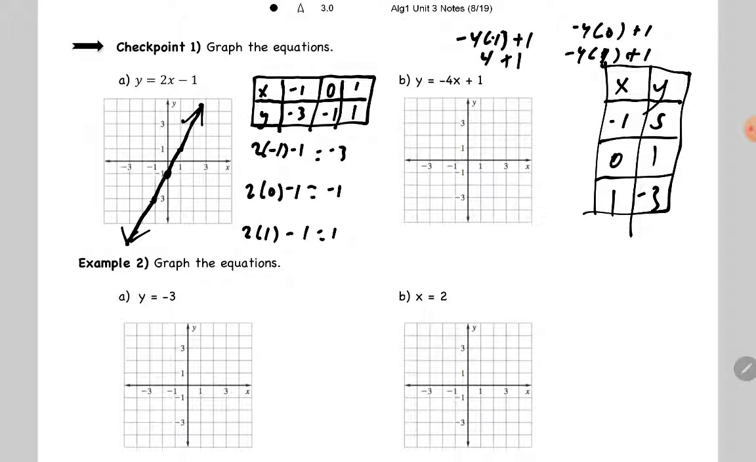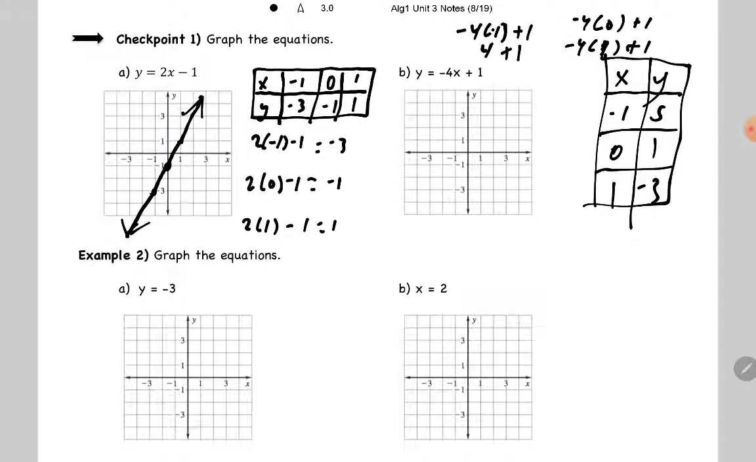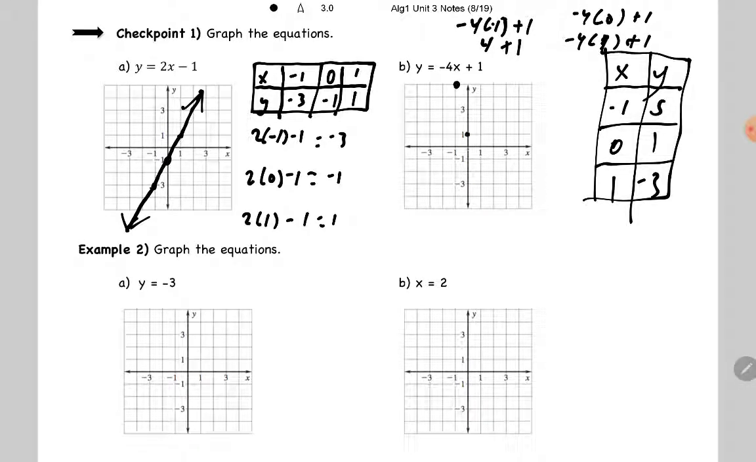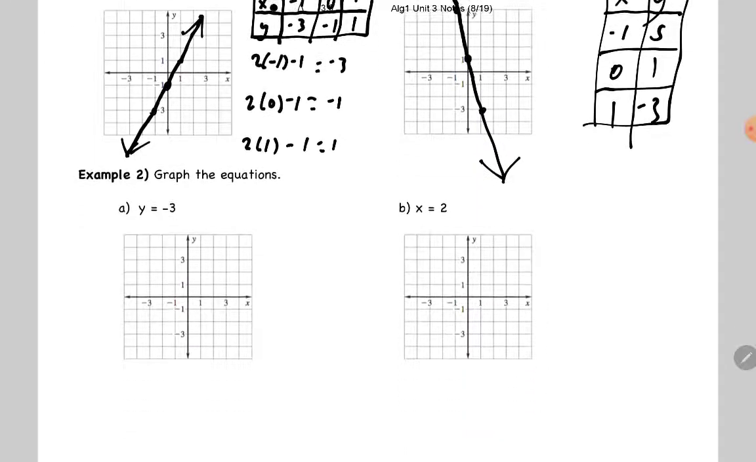So -1 comma 5 is left 1, up 5. 0 comma 1 is up 1. And 1 comma -3 is 1 right, down 3. Connect the dots. I didn't draw my line as straight, but make sure you guys do.